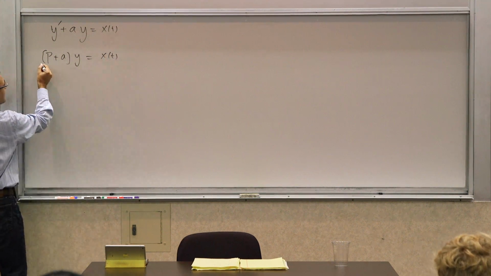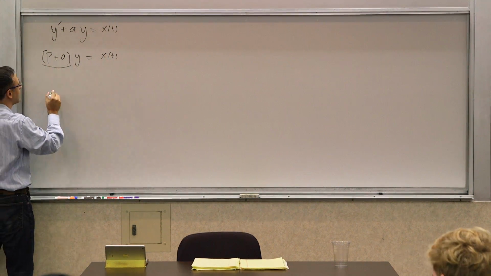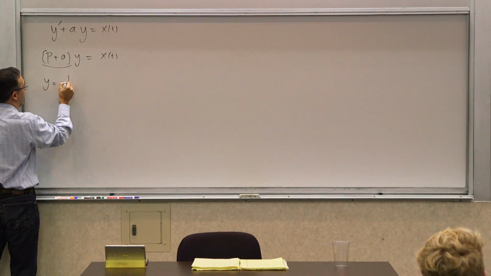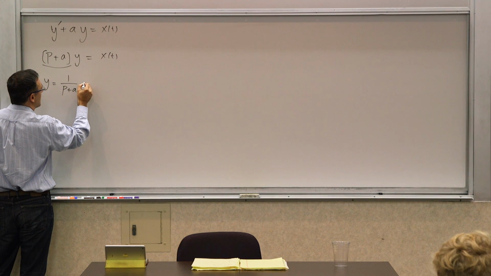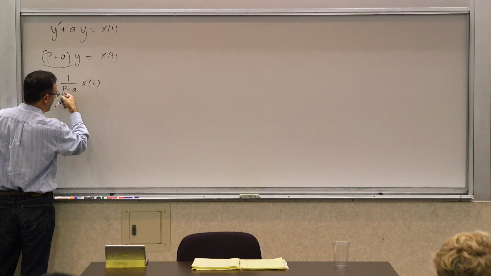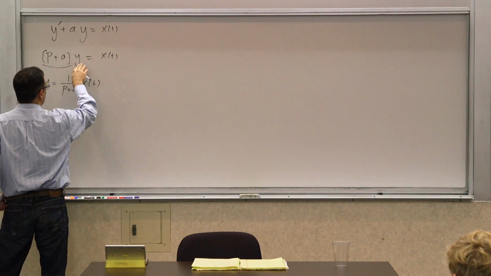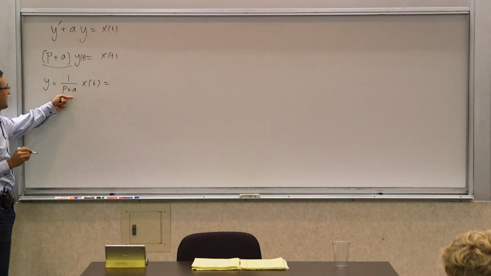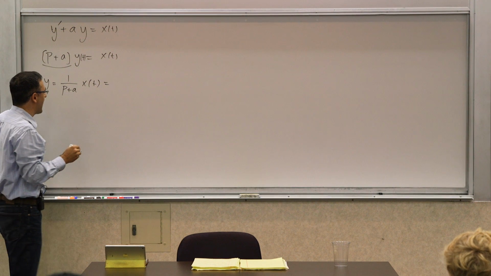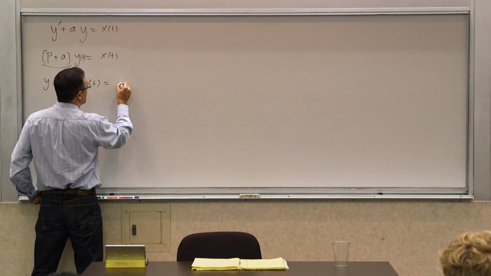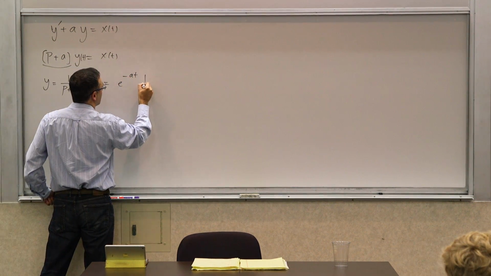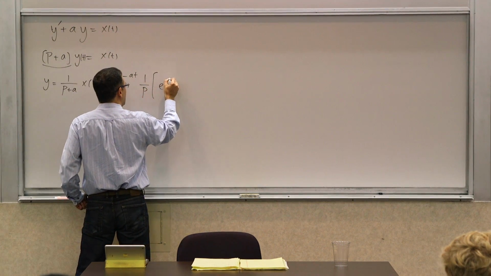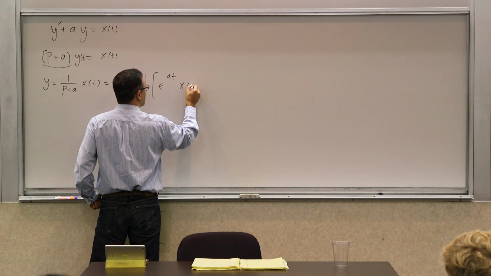And we said that if there's an inverse for this compound operator, and we show it as 1 over p plus a, we demonstrated that you can solve it this way. If you apply the inverse operator, obviously you can produce y of t. We calculated what this inverse operator was, and we showed it to be e to the negative at times 1 over p, which is the integration from negative infinity to t, e to the at x of t.